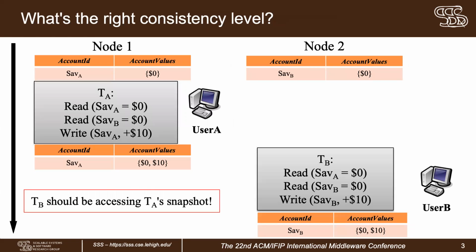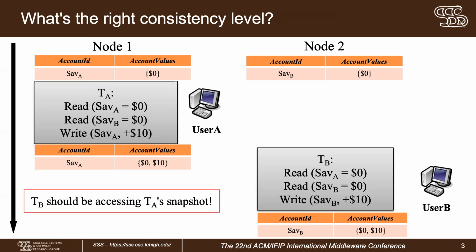This is an example for a bank application. We have a distributed system that includes two nodes, node 1 and node 2. We have, suppose, two saving accounts, saving account A and saving account B. At the beginning, there is $0 in saving account A and saving account B. Suppose that these two users, user A and user B, would like to have in total $20 in both saving account A and saving account B.